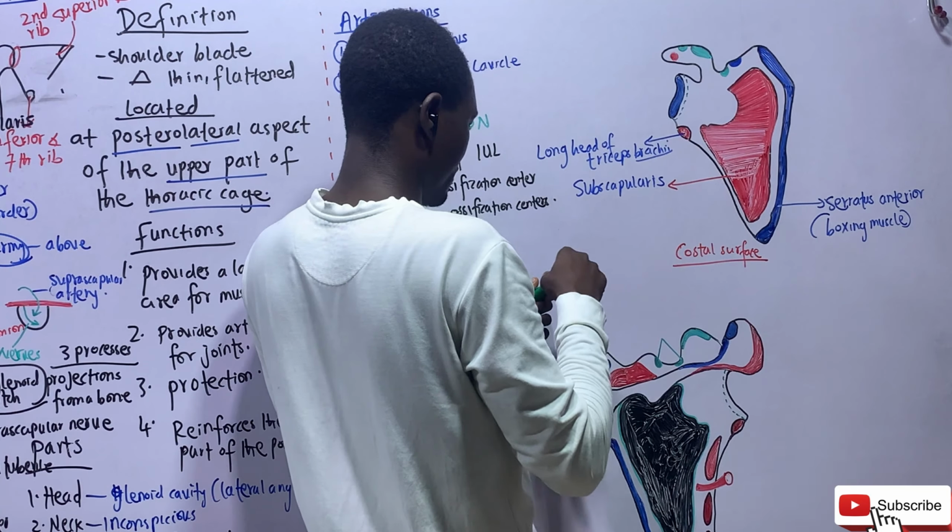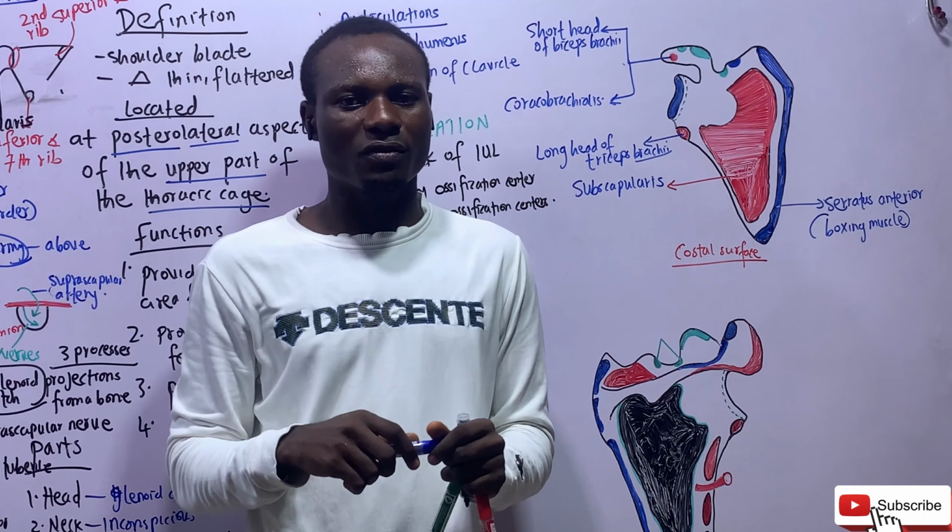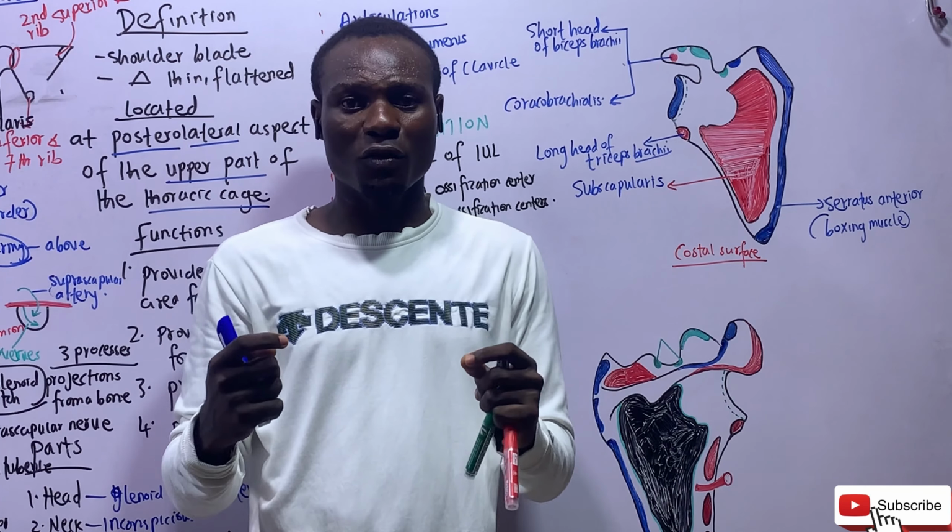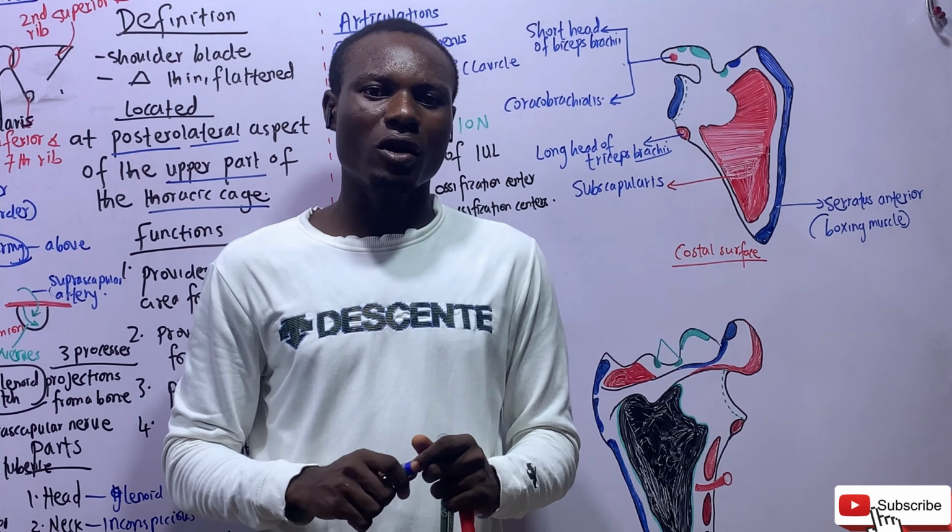It takes origin from the tip of the coracoid process. And then this second muscle here is the coracobrachialis. So the coracobrachialis takes origin from the tip of the coracoid process and inserts somewhere, okay, at the medial aspect of the mid shaft of the humerus. And the level of insertion of coracobrachialis is an important landmark in the upper limb because so many events happen there. Alright, that's the coracobrachialis muscle.